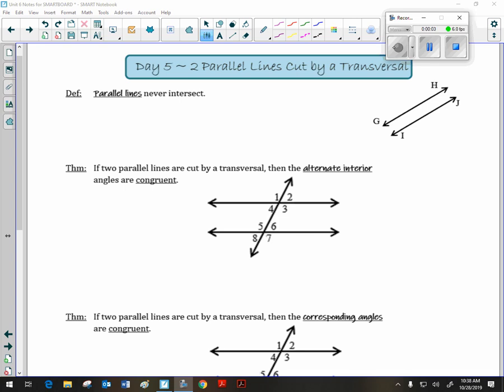Day 5 notes is on parallel lines cut by a transversal. Most of you should have seen this concept back in middle school, but we're going to go through and review this today and talk about ways that we can solve different kinds of problems involving these angles.